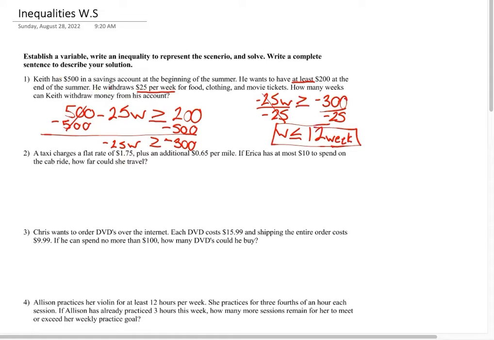So we set up an equation to represent the situation, and then we solved for the variable. With inequalities specifically, whenever we multiply or divide by a negative, the sign flips, so that's something else to keep in mind.